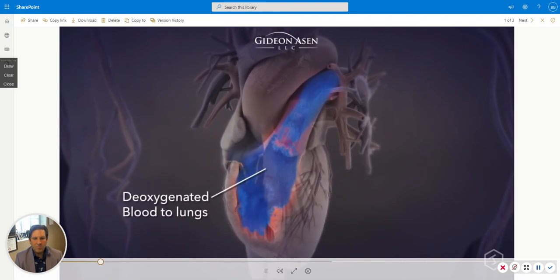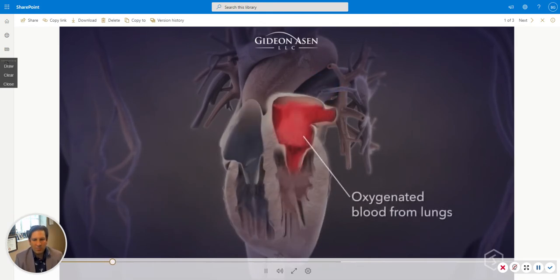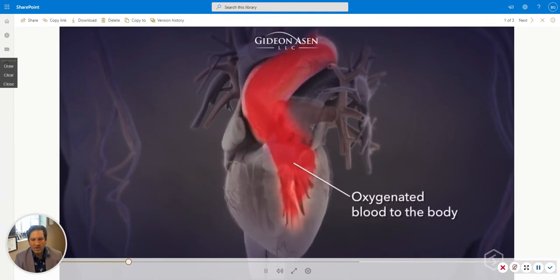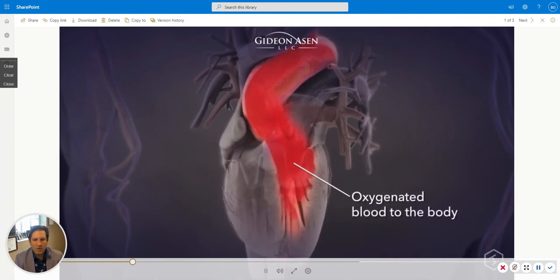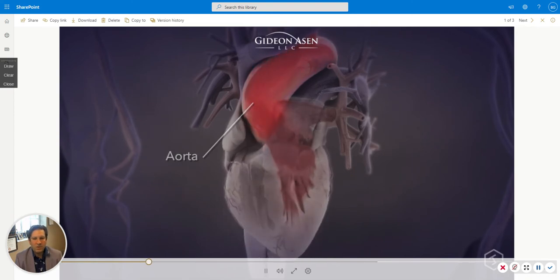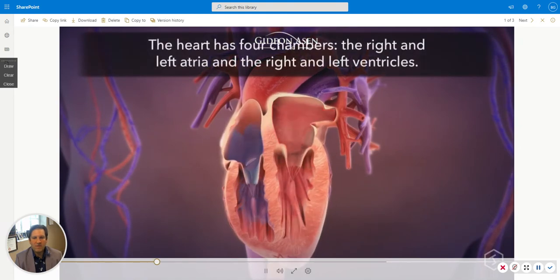It's illustrated as blue because that means it is deoxygenated. It does not have any oxygen in it. And the heart's job is to pump that out to the lungs. Then it comes back from the lungs and now it's red because it's been oxygenated. And then it goes back to the heart, and the heart then pumps the oxygenated blood out through this big blood vessel called the aorta, and it goes out to all of the tissues and organs of the body that need oxygenated blood to survive.